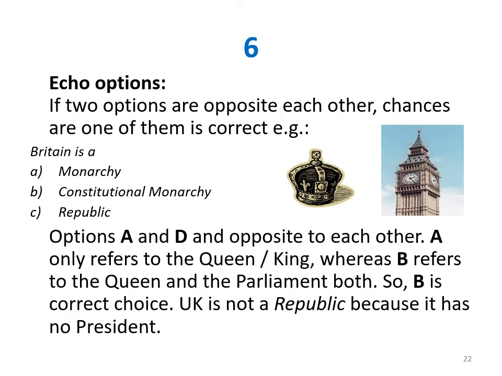Echo options. If two options are opposite each other, chances are one of them is correct. For example, Britain is a monarchy, constitutional monarchy, or a republic. So you remember that if two options are opposite to each other, option A and option D are opposite to each other. A refers to the Queen or the King, whereas B refers to the Queen and the Parliament both. So B is the correct choice. UK is not a republic.